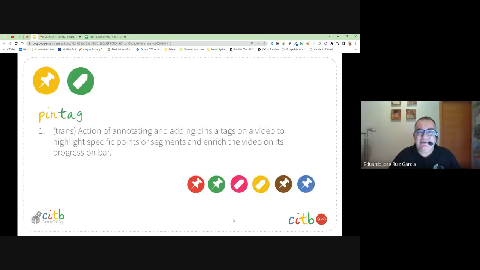It is the action of annotating and adding pins and tags on a video to highlight or to underline, as we will see later, specific points or segments to enrich a video on its progression bar. So adding a pin is putting an exact time mark on the video, and putting a tag is like writing, annotating a segment of the video.